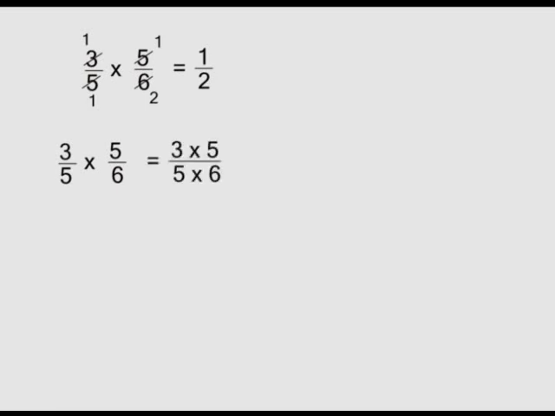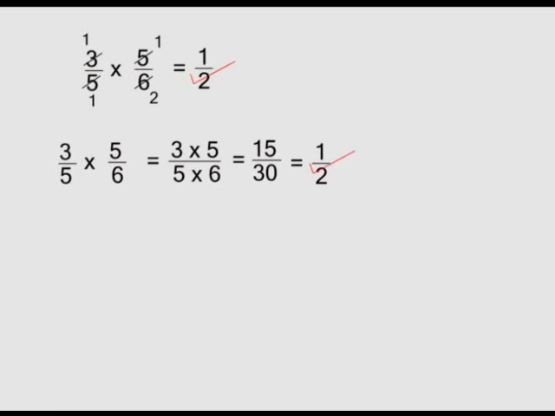Or 3 over 5 times 5 over 6. Looking at this, 3 and 6 can cancel each other. By 3, 1, by 3, 2. 5 can cancel out, so we end up with 1 over 2. You could also have followed the long method. 3 over 5 times 5 over 6, we multiply 3 times 5 over 5 times 6. We get 15 over 30.